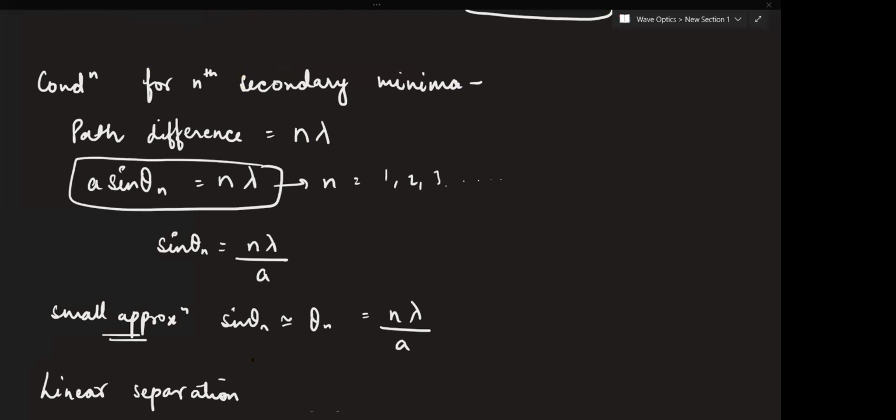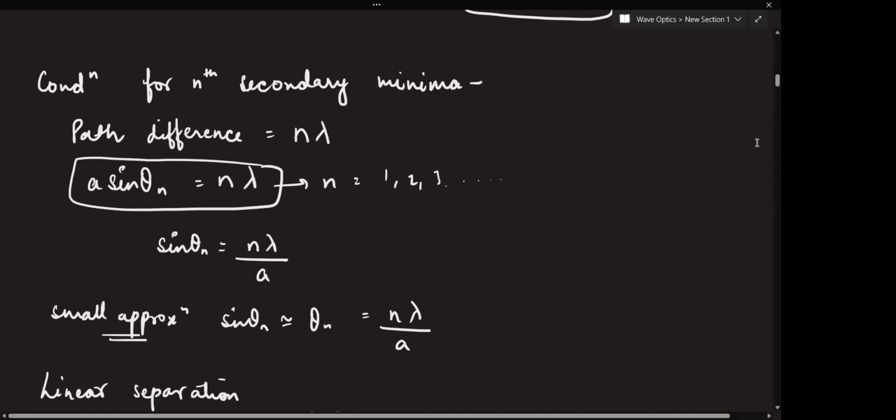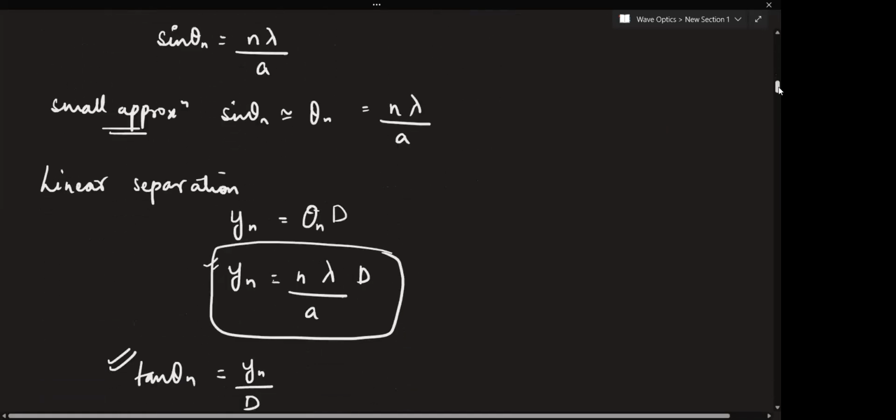So sine theta is n lambda by A. And in that case, the waves add destructively. So this we'll discuss later today only. Then it will get clearer. So A sine theta is equal to n lambda, and according to small angle approximation, the angular separation came out to be n lambda by A, and the linear separation was n lambda capital D by A.